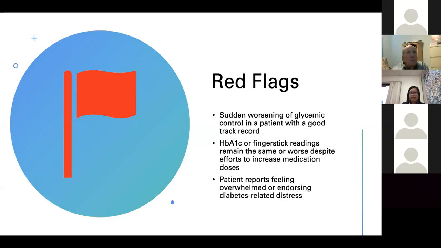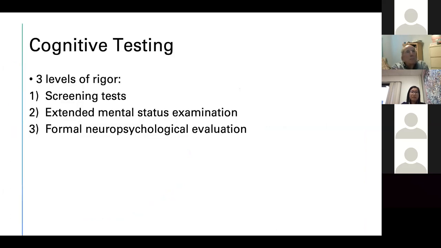In terms of some red flags for cognitive dysfunction, and this is really if you're encountering a patient with these red flags, it should prompt further investigation. So if your patient has sudden worsening of glycemic control when they used to have a really good track record, if their hemoglobin A1C or fingerstick readings remain the same or worse, despite efforts to increase medication. And finally, if the patient reports feeling overwhelmed or endorsing diabetes-related distress, that should prompt you to think potentially about cognitive dysfunction.